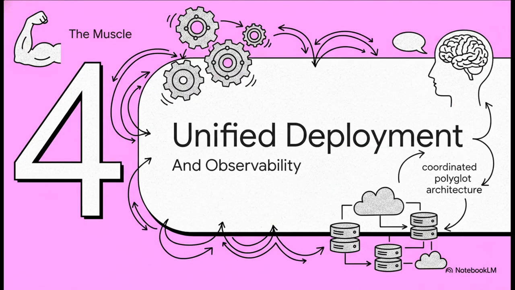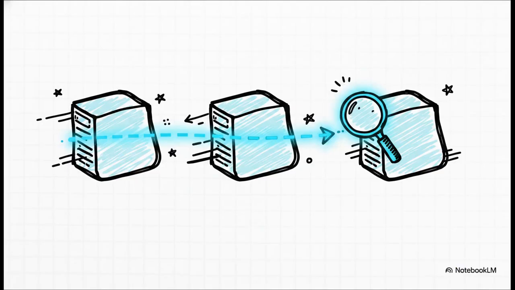Okay, Section 4, Unified Deployment and Observability. So we have the muscle, the multitasker, and the brain all working together. But how do we coordinate them? Well, despite using 3 totally different languages, the deployment is completely unified. We use Kubernetes with an Envoy service mesh. Envoy is fantastic because it acts as our gRPC load balancer, handling service discovery seamlessly across the platforms.